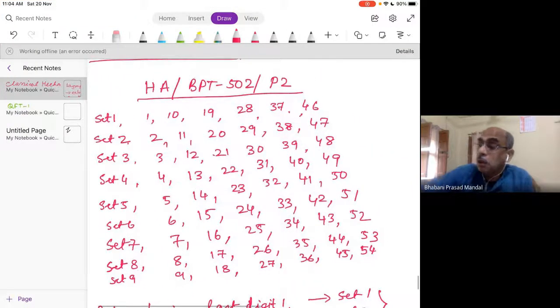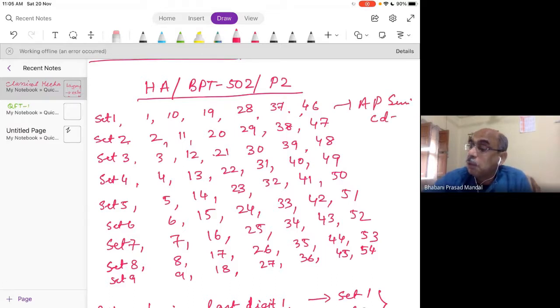Okay, so this is your assignment schedule which you have to submit. I have divided the assignment set into 9 groups. Set 1 has problem numbers 1, 10, 19, 28, 37. It is an AP series with common difference 9.